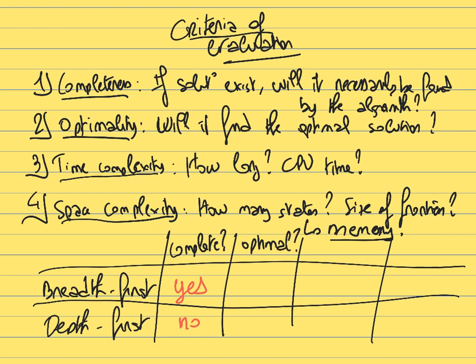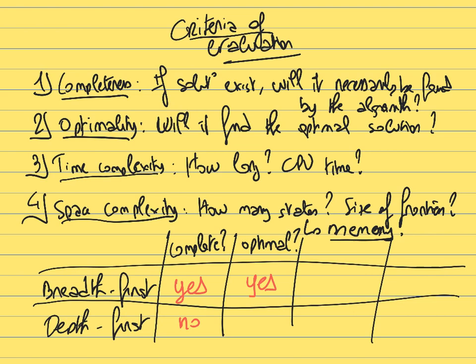If it finds the solution, is it guaranteed to be the most optimal solution? In the case of the breadth first, it does find the most optimal solution all the time, because again, it explores layer by layer. Layer 1, if it's not on layer 1, it goes to layer 2. If it's not on layer 2, it goes to layer 3.